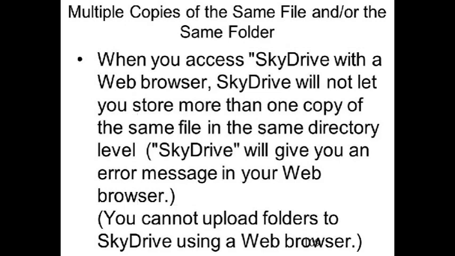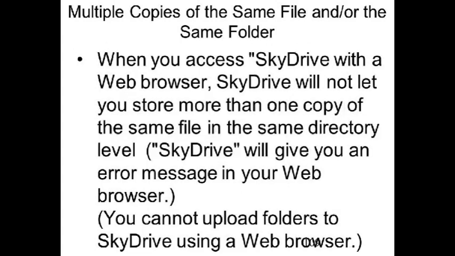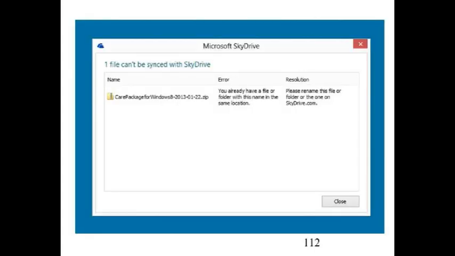When you upload to SkyDrive the same folder or file, it will complain and say you already have one there. So you've got to go up using a web browser or using the SkyDrive app in Windows start screen to delete the folder or file before you upload a new one, or otherwise you just get this silly error message saying you already have one here, dummy. So it won't let you. Okay.